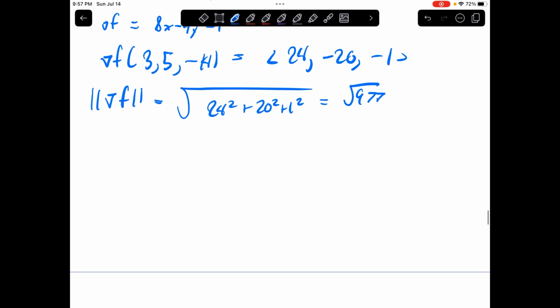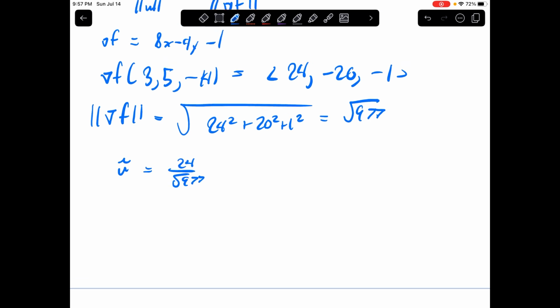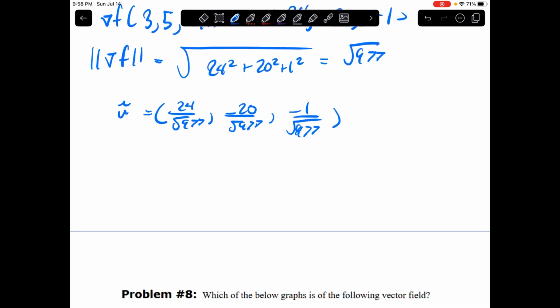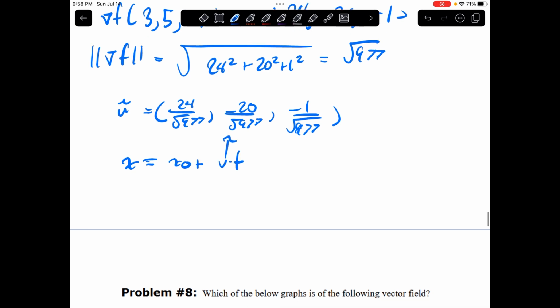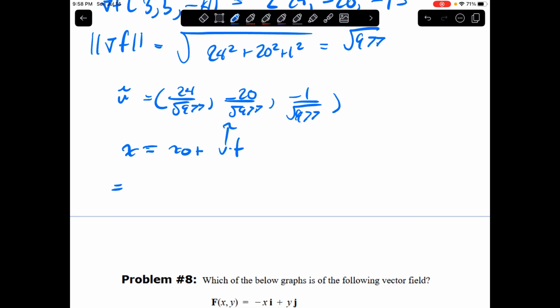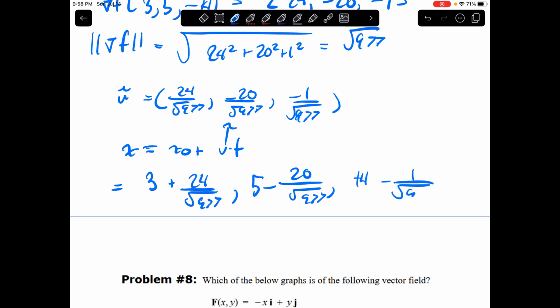And so basically what we got here is our unit vector: 24 over root 977, negative 20 over root 977, and negative 1 over root 977. Our parametric equation would be our original point x0 plus our direction vector, so x equals x naught plus v times t. In this case, this is our v, and we do this for all of them. So we get 3 plus 24 over root 977 t, then 5 minus 20 over root 977 t, and then negative 14 minus 1 over root 977 t, and that's that.